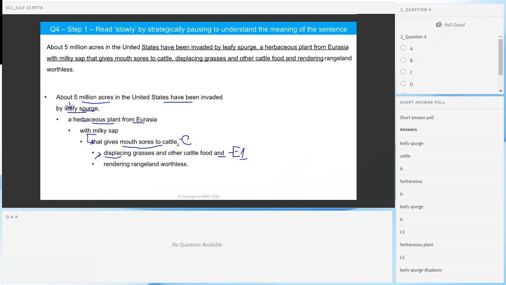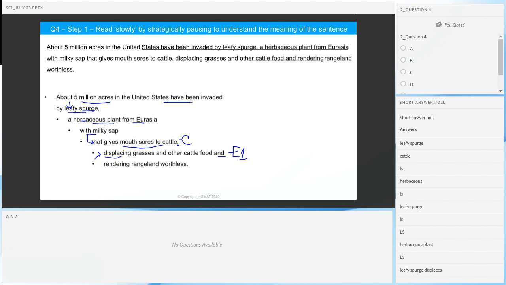If you have any practical experience in lawn mowing or maintaining a lawn, or a front yard or a backyard, whatever you call it, you will understand this whole concept of weed. Even if you've done a little bit of gardening, you will know what weeds do. They displace whatever is there. They'll come up, take a small space, and then start growing so rapidly that eventually the main plant will die and there will be just weed. So that is called displacement. It's one kind of vegetation that moves away the existing vegetation. That's displacement. And in the context of this sentence, it is only leafy spurge that can displace grasses and other cattle food, because grasses and other cattle food are also types of vegetation.